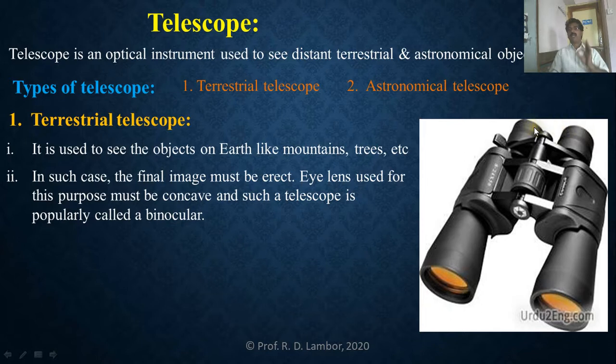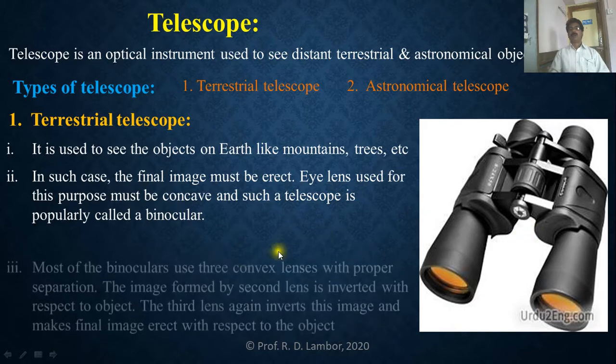And when eye lens used is concave, that time such telescopes are popularly called as binocular. So this one is the photograph of binocular, which is nothing but terrestrial telescope used to see distant objects on earth surface, terrestrial objects.